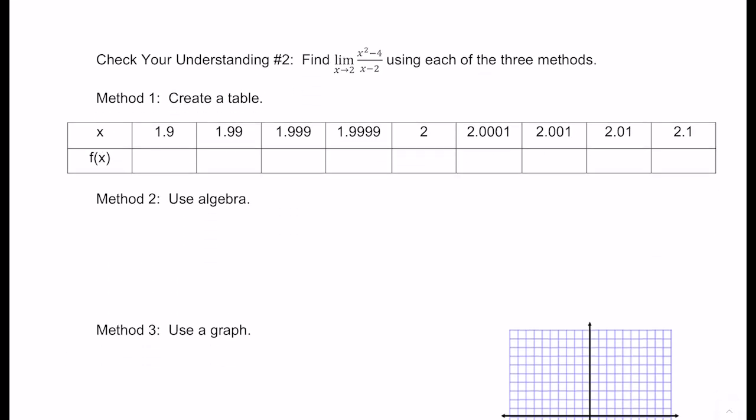So what I'd like you to do is pause the video, and you can try finding the limit for the next function, and then you can unpause it when you're ready to move on.